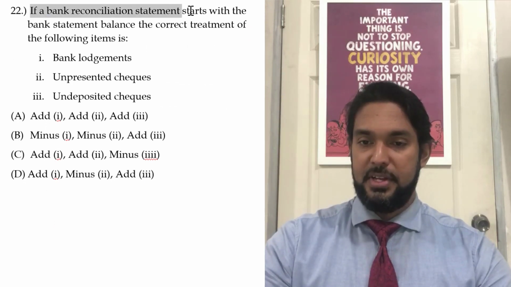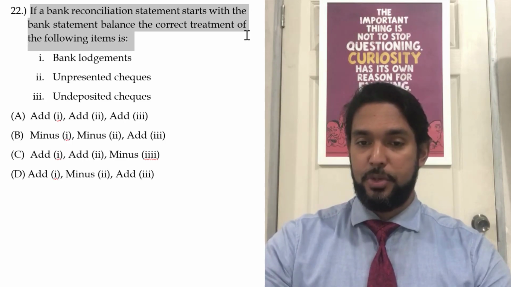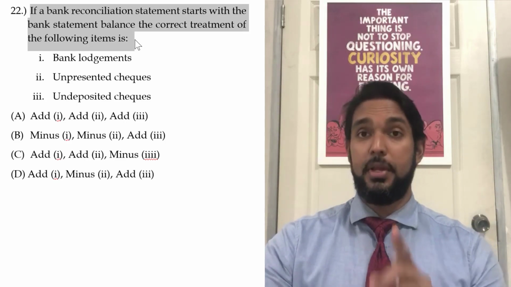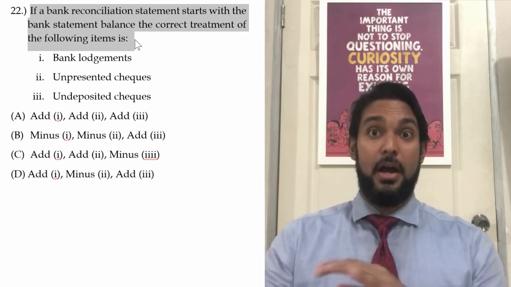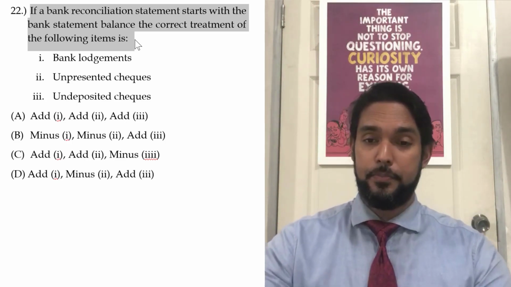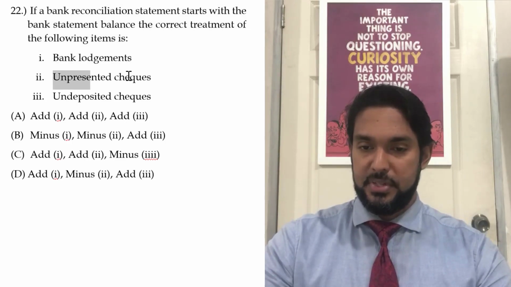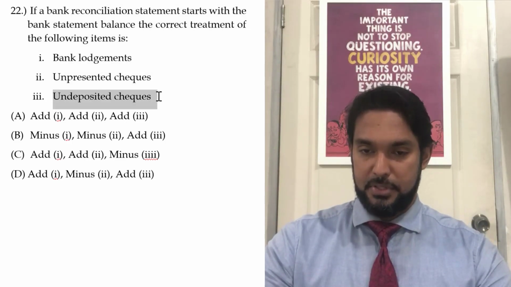If a bank reconciliation statement starts with the bank statement balance, the correct treatment of the following items is, okay, so here you might want to take some notes. I hope you're taking notes all the time, but especially here if you have a Bankrec to do. So we have bank lodgements, unpresented checks, and undeposited checks.